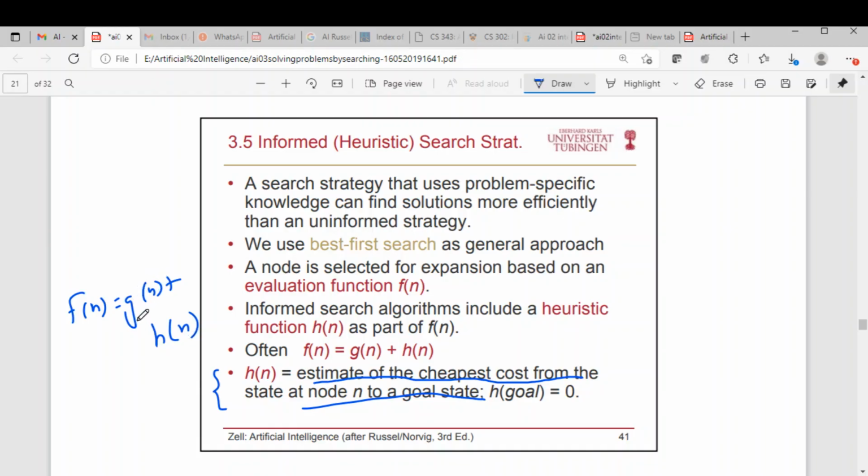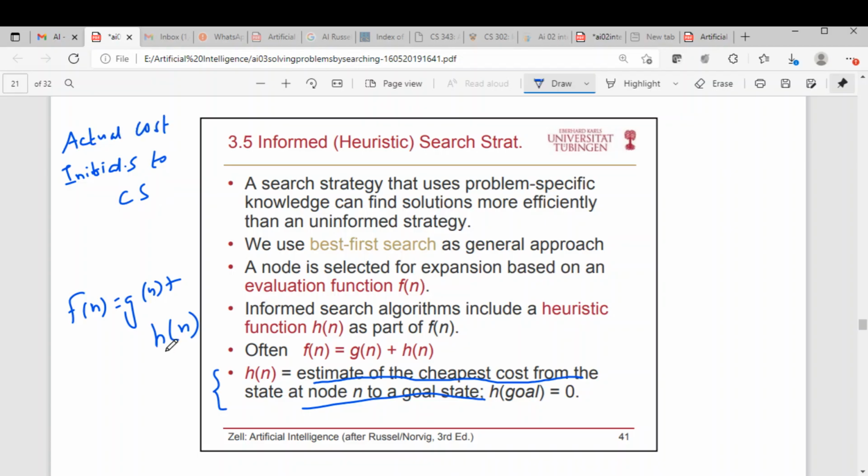And what is g of n? G of n is the actual cost from the initial state to the current state. Okay, so please try to understand. G of n is the actual cost from the initial state to the current state.